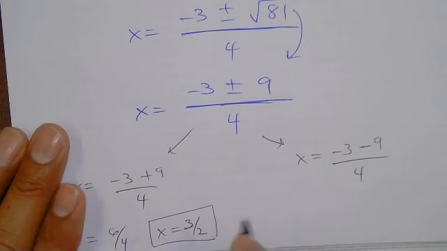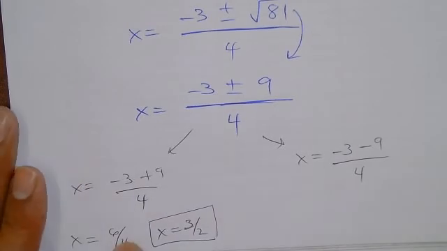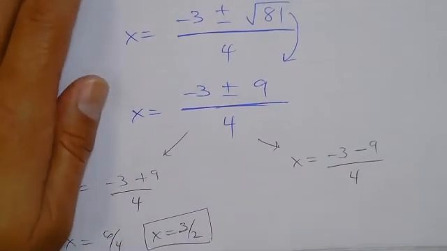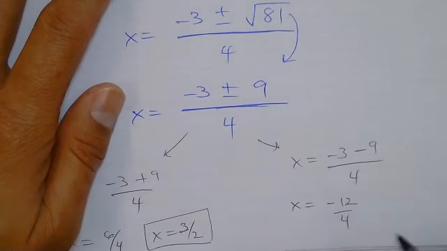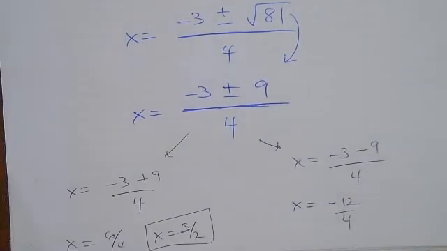Always look to reduce. It is 6 over 4, but if you leave 6 over 4 and then you go check the answer and it says 3 over 2, you're going to think you did it wrong. You didn't. You just didn't reduce. Always look for a fraction.